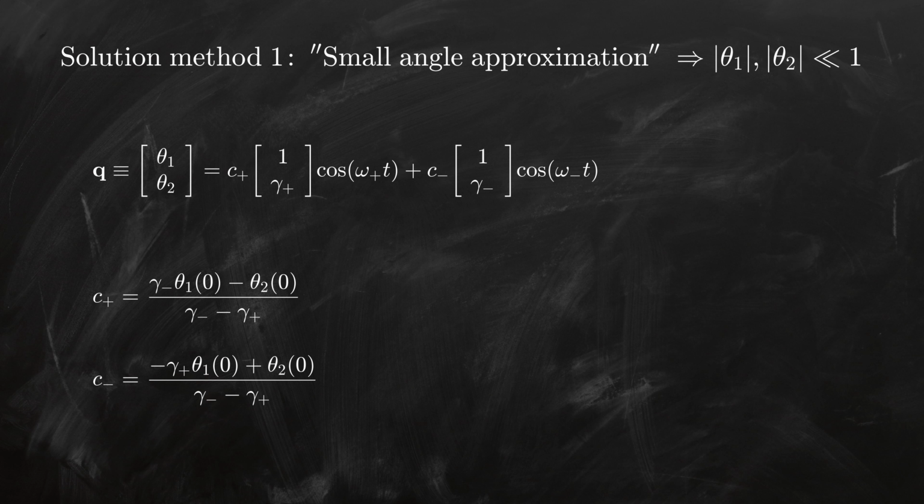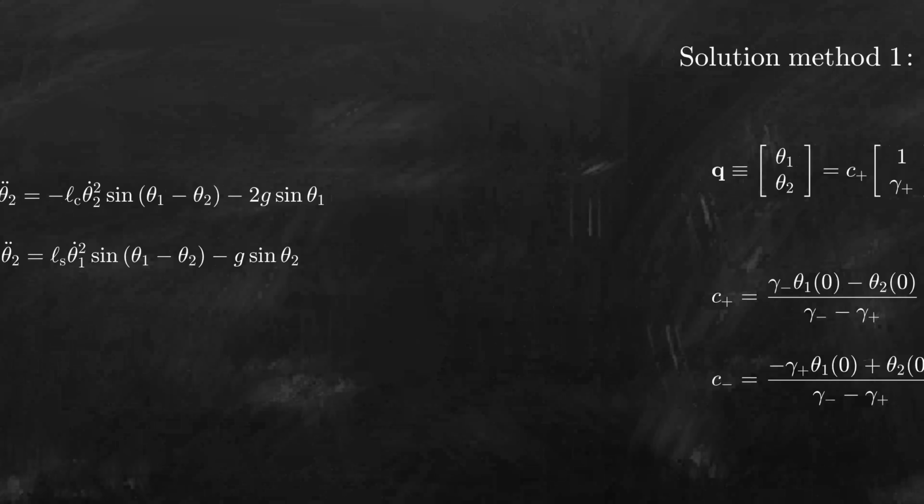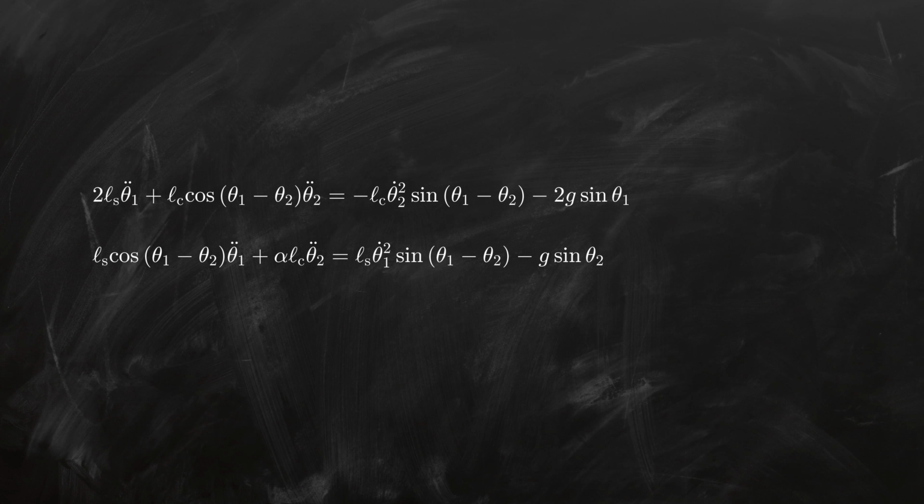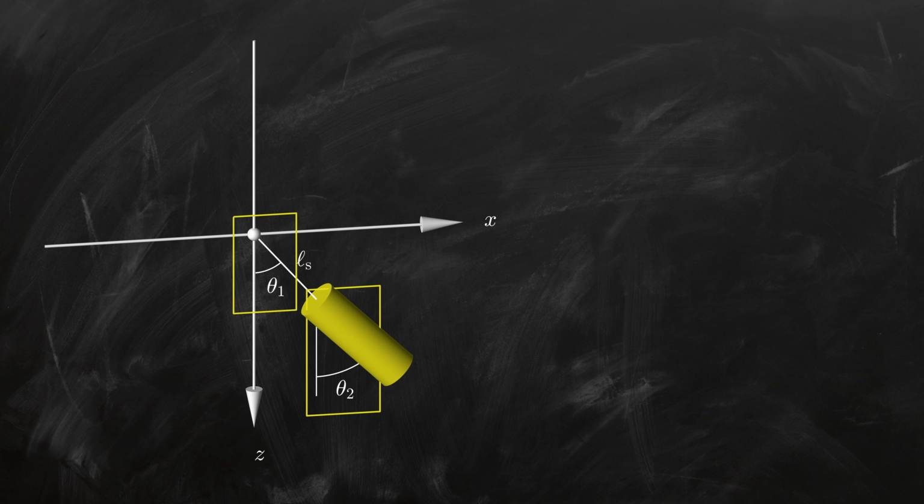And that is pretty much it for the solution. There's been a lot of details which are easy to get lost in, so let's go over the essentials of what we did to get here. We started with a non-linear second-order system of differential equations, which describe the motion of a cylinder attached to a string in terms of two angles, θ1 and θ2.